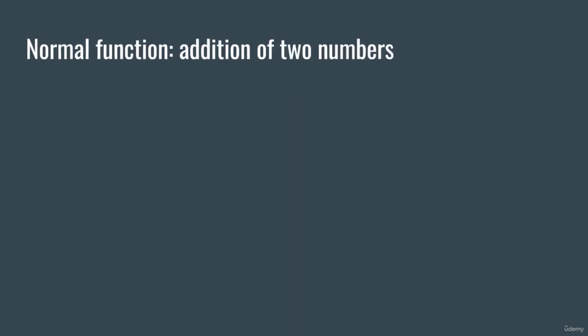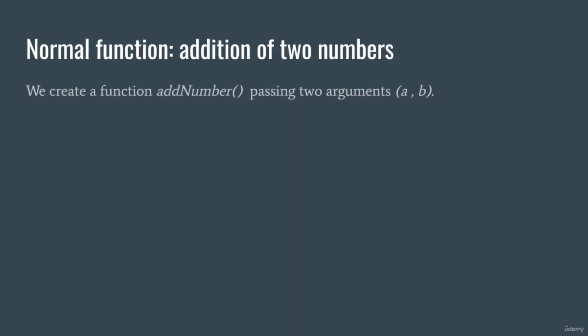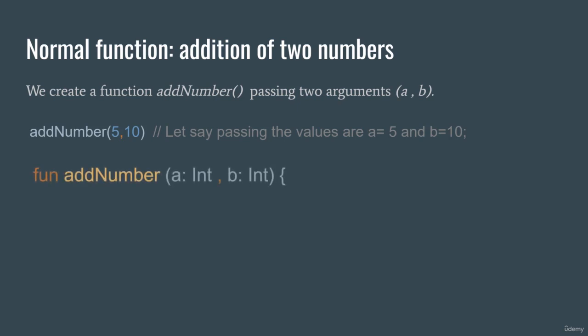And the syntax is variable or variables, lambda expression, body of lambda, and all of that is surrounded by curly brackets. So let's look at a normal function, addition of two numbers, where we create a function, add number, passing two arguments a and b. Add number 5, 10 are the two values that we pass, so a is 5 and b is 10. And the function looks like this. Fun add number a Int, b Int, and then we have the val add is a plus b, and then we print, in this case, just add, and that's it. So this is what our function does, very basic.